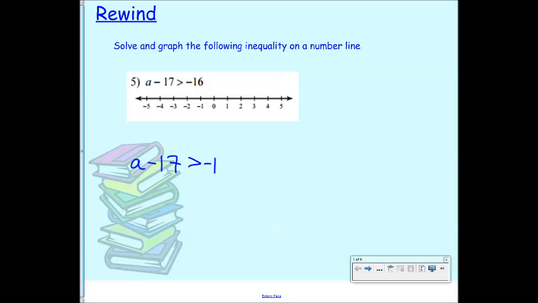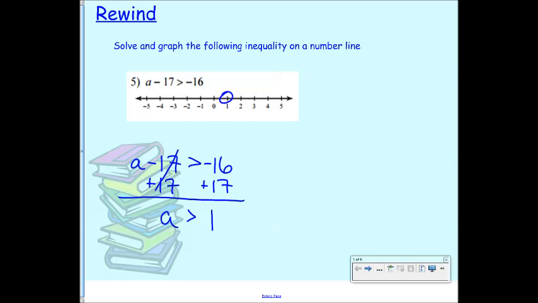How am I going to isolate that a? I'm going to add 17 to both sides. So I have negative 16 plus 17 on this side, which is going to end up giving me a is greater than positive 1. The signs are different, so I subtract. 17 minus 16 is 1, and it stays positive because 17 is the bigger number, and 17 has a positive sign.